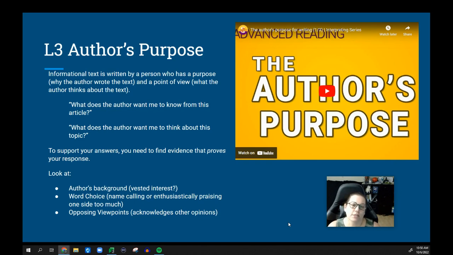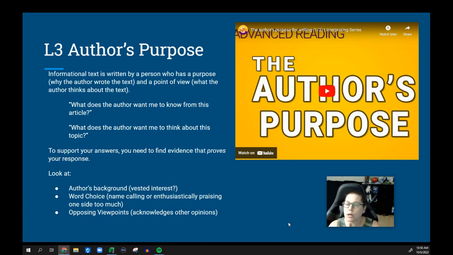So to support your answers, you need to find evidence that proves your response. So you want to look at the author's background. Do they have a vested interest in this? If they have a vested interest, they may not be a reliable source on this particular topic. Word choice. If they're name calling or enthusiastically praising one side too much, they may not be a good source either. And opposing viewpoints. Do they acknowledge other opinions, like the opposing opinions? Because if they're not, then again, they may not be a good source. You have to look at both sides of an issue.